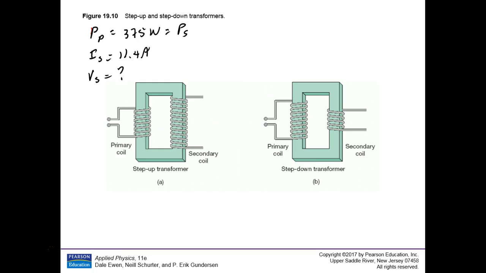Just about the middle of page 534, above example 6, there's a line just sitting by itself saying, or using P equal IV. There it is. So P sub S is equal to I sub S times V sub S. So P sub S, which was 375 watts, is equal to I sub S, 11.4 amps, times V sub S. And that's what we're looking for. So how do we get V sub S?